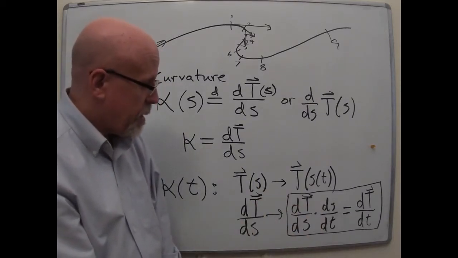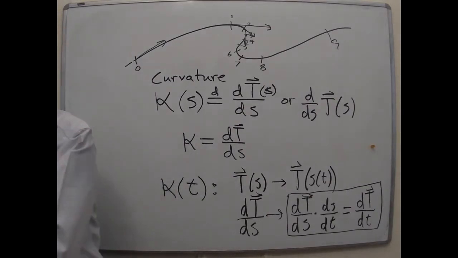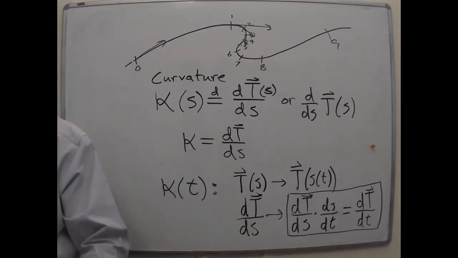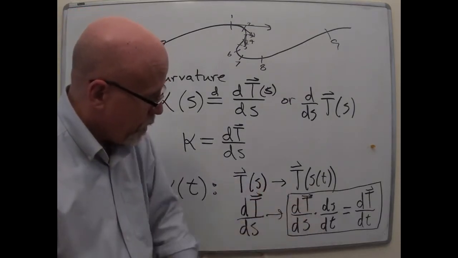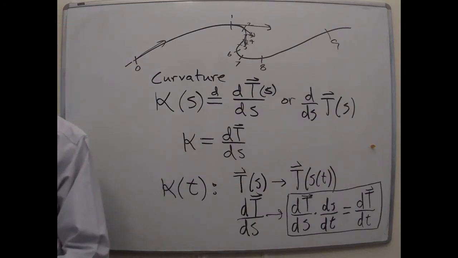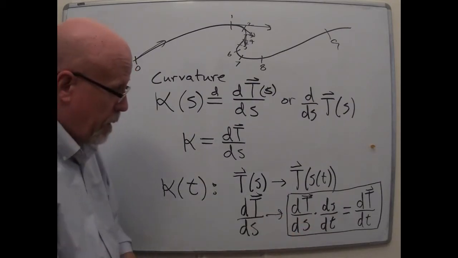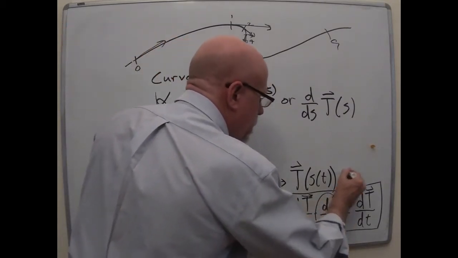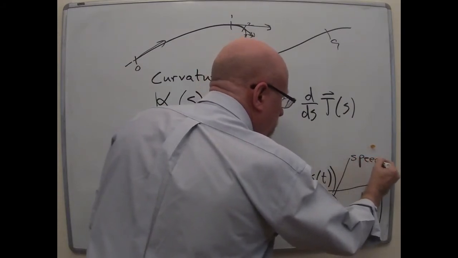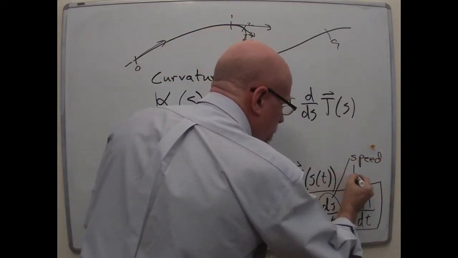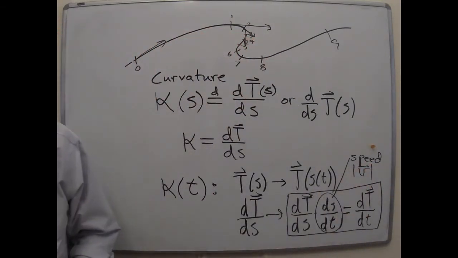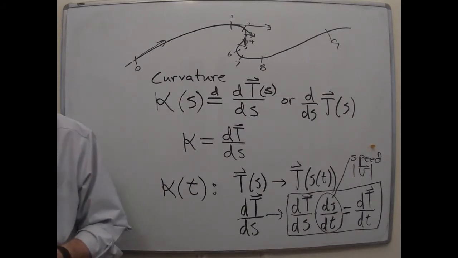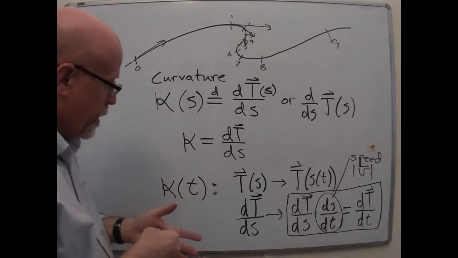Well, do you recognize what ds/dt is? S is arc length, or position along the curve. T is time. That's the rate of change of position with respect to time. You want to say that in a less fancy way? That's speed. Or another way we often write it is, it's the length of the velocity vector. But speed in the end. Okay, so that gives us a way to really express kappa in terms of t.